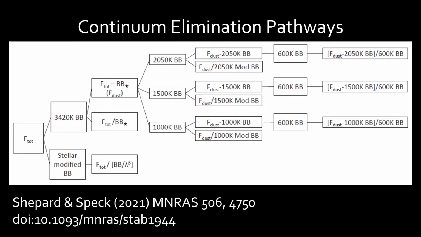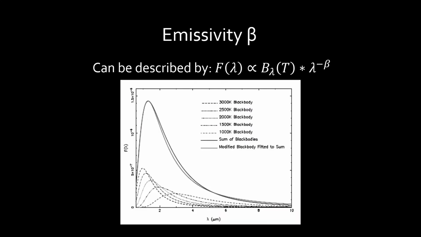Another method was to take the dust-only flux and subtract the dust continuum, and then divide that by a second dust blackbody continuum at 600 Kelvin, and that removes any temperature dependence. For more details, please see our publication, which is referenced below. When I talk about the modified blackbody with a certain emissivity index, what I mean is that it has the same effect as summing many blackbodies of different temperatures.